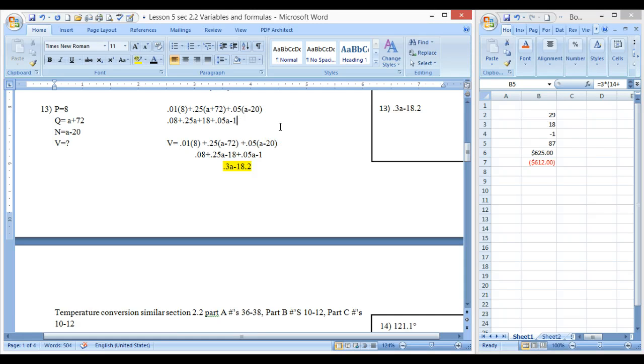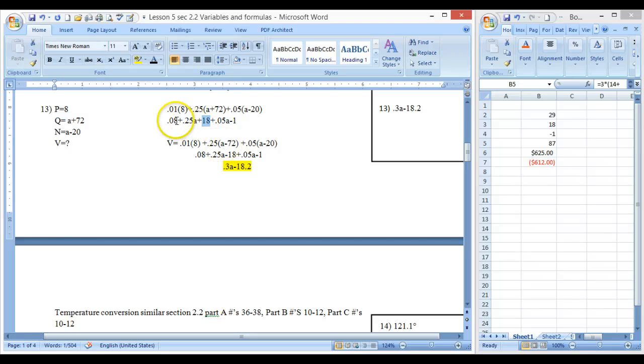Okay, now we need to look through and see if there's anything I can simplify here. I have 0.08 and negative 1, so I could combine those. Oh, and I have 18. Those are all just numbers that I can combine together. I don't think I did that on here, on my next one.